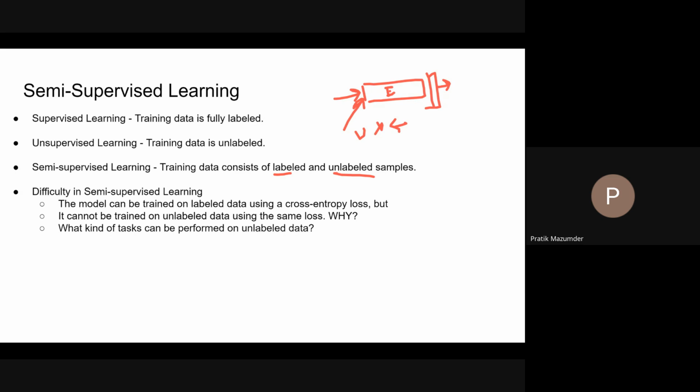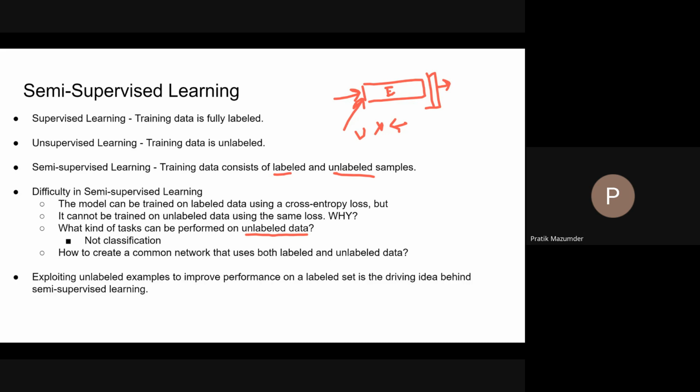More specifically, consider the type of task that you can perform on unlabeled data. It's not classification. You can maybe perform clustering or dimensionality reduction, other things, but not classification. So how do you incorporate them into a common setup and utilize it to learn a better semi-supervised model? That's the problem, and we'll look into some techniques in tomorrow's class to cover this idea better.